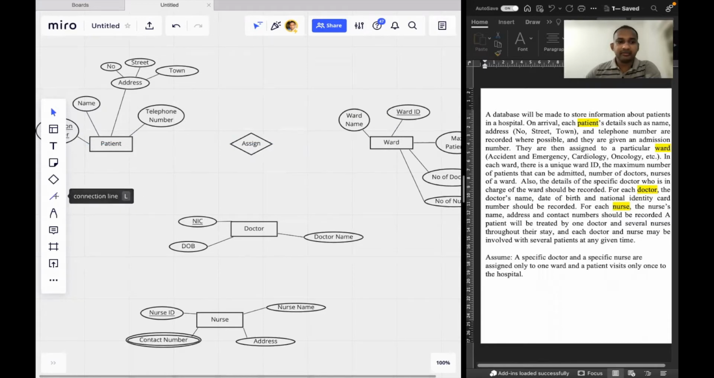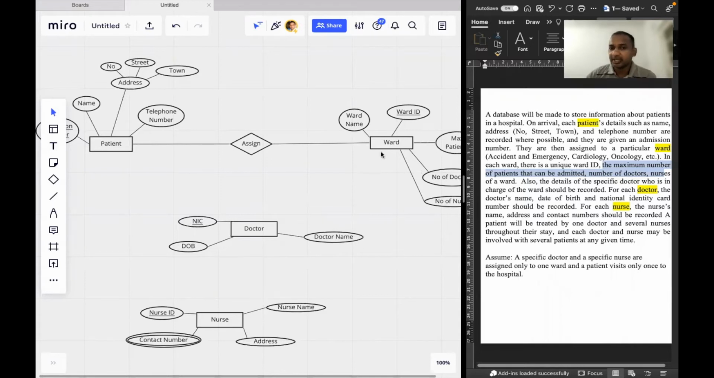And after that we have to use these lines with this relationship. Likewise, patient assigned to a ward. And here you can identify in each ward there is a unique ward ID and the maximum number of patients that can be admitted, as well as the number of doctors and nurses of a particular ward. Number of doctors, that means if you take a particular ward there can be many doctors available, as well as many nurses available.